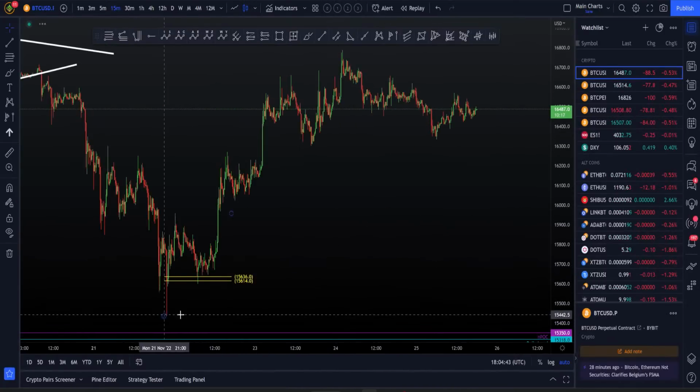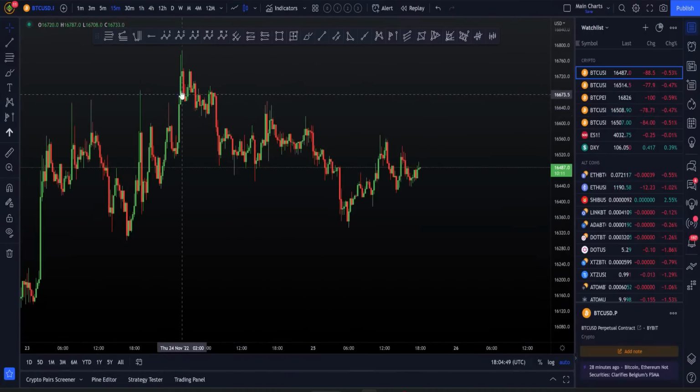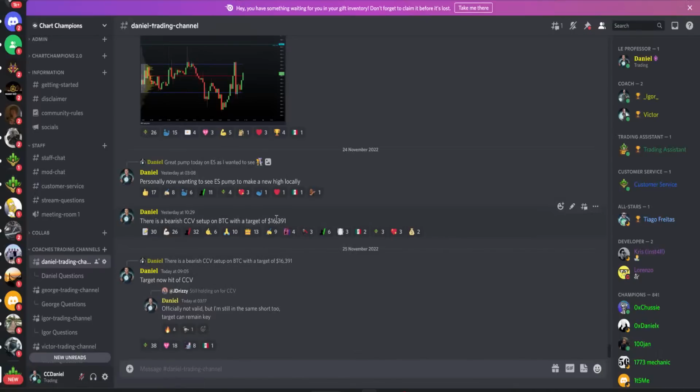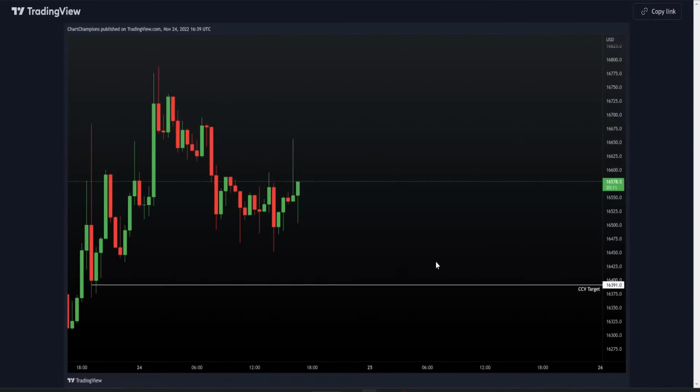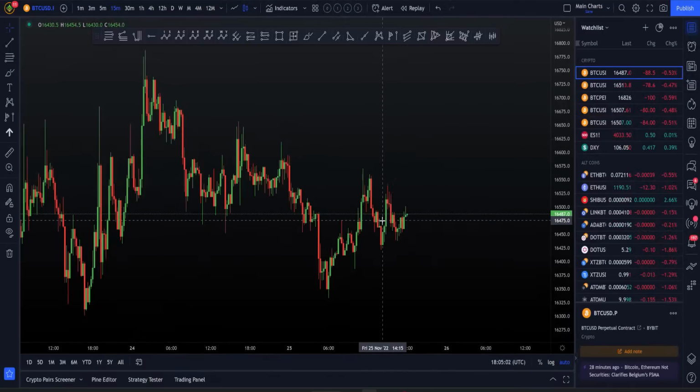So the overall low swing failure pattern, retest of the CC, move up to around the range point of control. From the range point of control, we got a rejection, we got a back test, we got a CCV short trade setup, 16,391. That short trade setup hit the target, and that brings us up to right where we are now. Where for me, I'm going to show you the next level that I'm looking for to the upside.